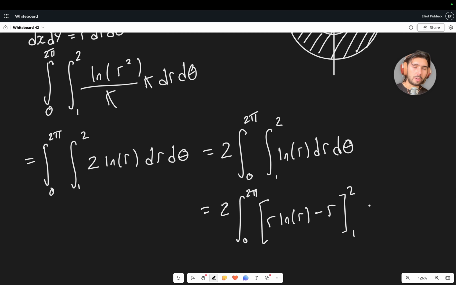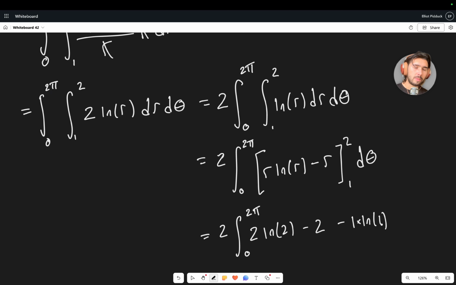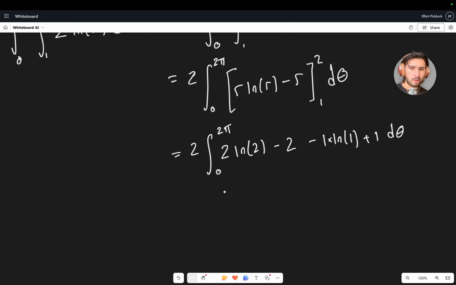So we've got our limits, 1 and 2, d theta on the outside there. And of course, we just keep working through. So 2 integral from 0 to 2 pi. We can now plug our numbers in. So we've got 2 times the natural log of 2 minus 2, minus 1 times the natural log of 1. And then I'm not doing the bracket, so this is a minus minus, so it ends up being a plus 1 there, d theta. Hopefully this stuff is not really the difficult stuff. Again, I think the difficult stuff is probably behind us. Okay, so we've got 2 times the natural log of 2. The natural log of 1 is 0, guys, so that's just gone. And we've got 2 times the natural log of 2 minus 2 plus 1. That's 2 ln 2 minus 1 d theta.